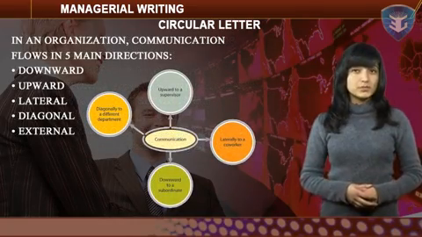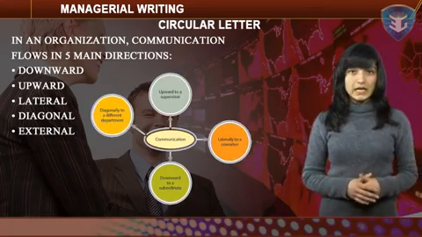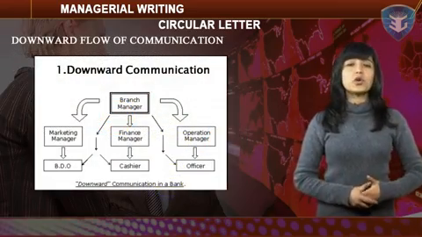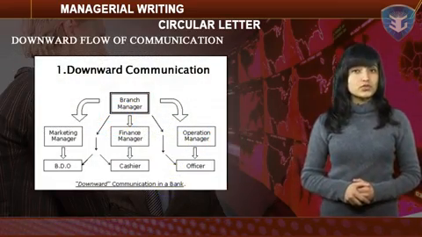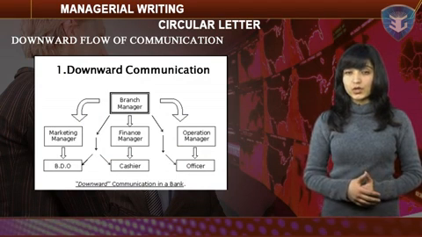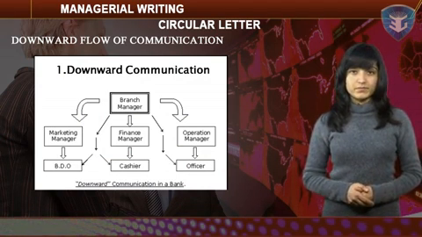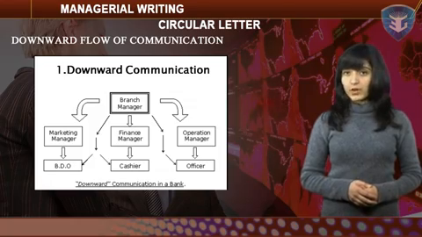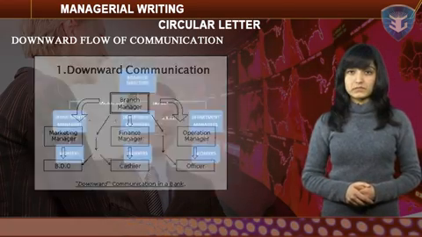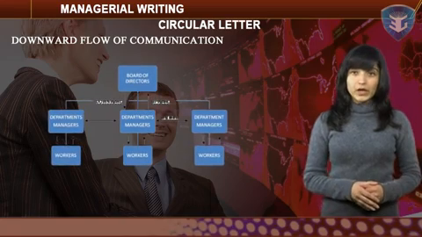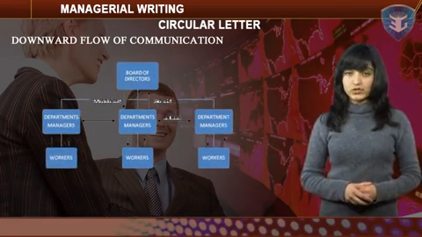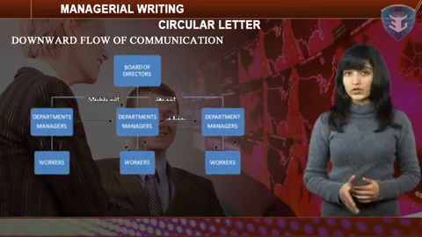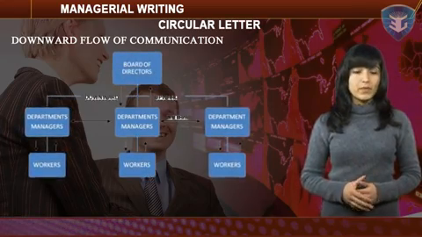In an organization, communication flows in 5 main directions: downward, upward, lateral, diagonal, external. Downward flow of communication: communication that flows from a higher level in an organization to a lower level is downward communication. In other words, communication from superiors to subordinates in a chain of command is downward communication. This communication flow is used by managers to transmit work-related information to employees at lower levels. Employees require this information for performing their jobs and for meeting the expectations of their managers.